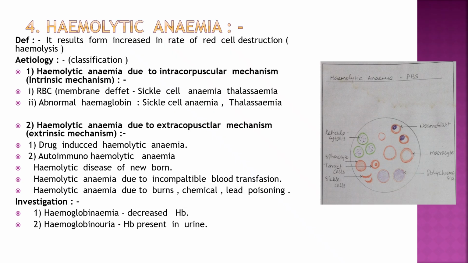Then it can be because of an extracorpuscular or extrinsic mechanism, in that it is drug induced, or it is because of burns, chemicals, or poisoning like lead poisoning, or it can be seen in newborn because of Rh incompatibility. So investigations: hemoglobin is decreased, hemoglobin is present in urine, and then we can do antibody test in hemolytic disease of newborn.